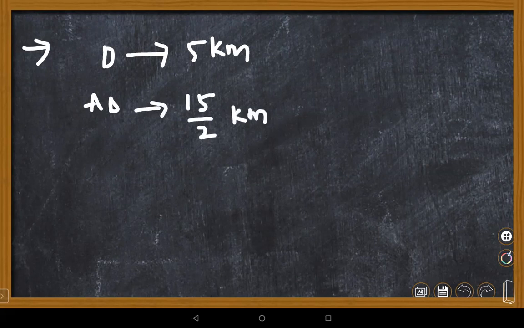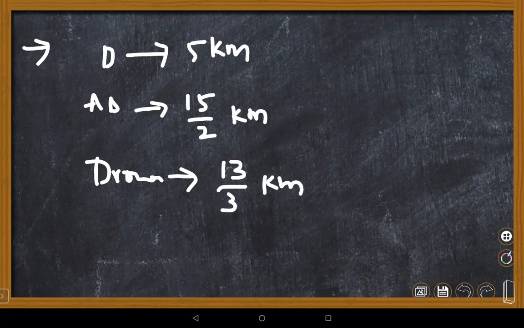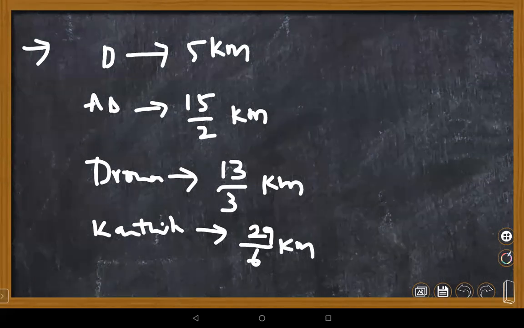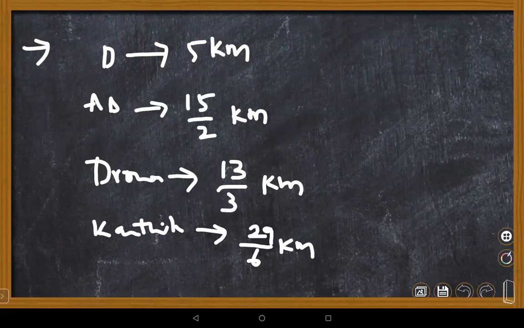And Drona travels 13 by 3 kilometers. And Karthik traveled 29 by 6 kilometers daily. Who covers maximum distance? How are we supposed to solve this sum, Daksh?